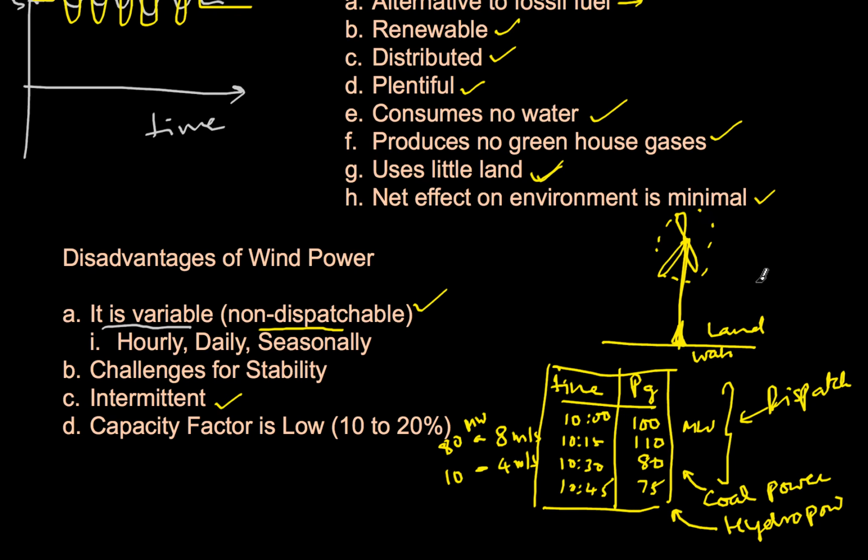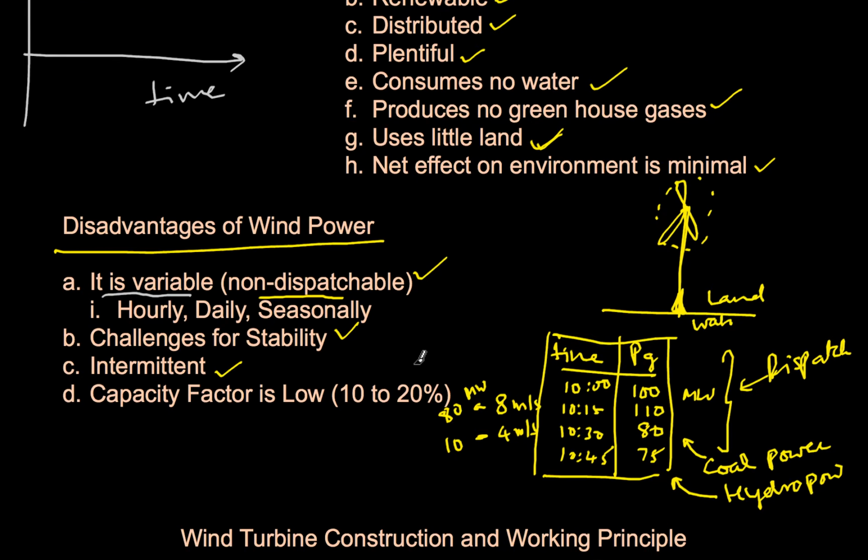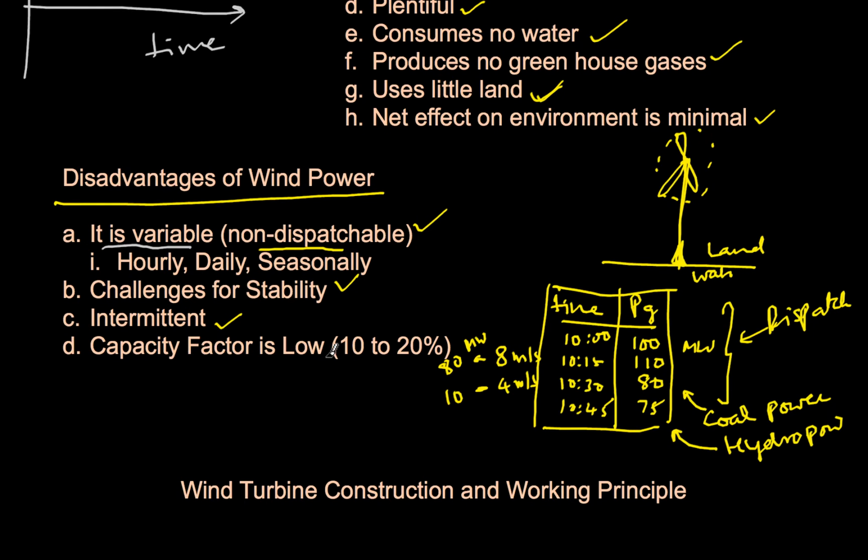But if you are talking about an ocean, on the ocean there are no buildings or anything, so the wind will be very constant and very stable. We'll see such things later. So another disadvantage is challenges for stability. Of course, the stability of the transmission system is also under question. We'll come to that. So capacity factor is low, 10 to 20% capacity factor.